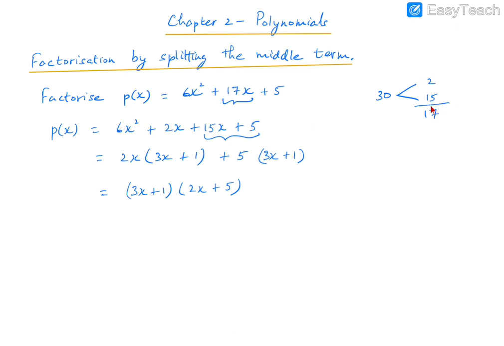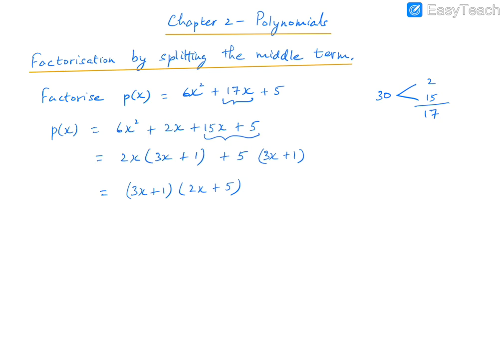So 2 plus 15 is 17. So we split the middle term according to these two numbers. So 17x is basically 2x plus 15x. 2 into 15 is 30, and 2 plus 15 is 17. And once we have done that, we just apply some algebraic rules to take the common factors out. And then finally we obtain our factorization for the given polynomial.